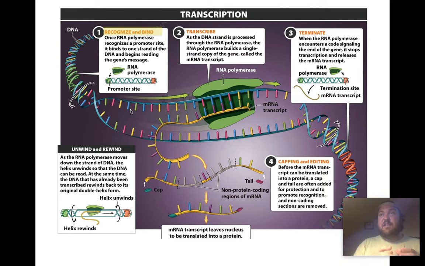You can think of DNA like a stream. So upstream of the gene would be before the gene starts. Downstream of the gene would be after the gene. So step one is that the RNA polymerase molecule has to recognize the promoter site and then bind to one strand of the DNA molecule. And then it begins to read the gene's message.